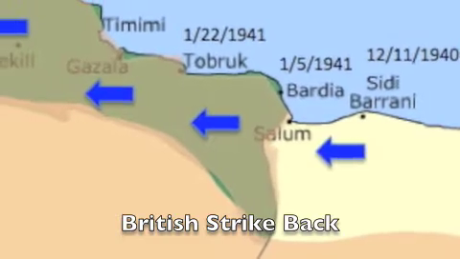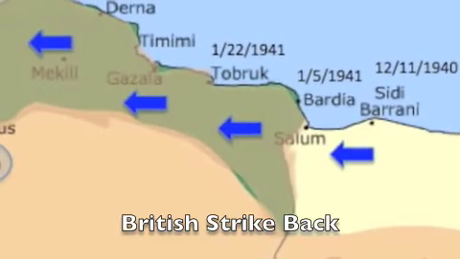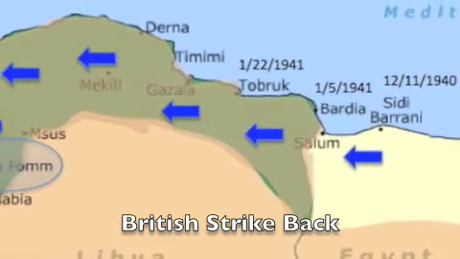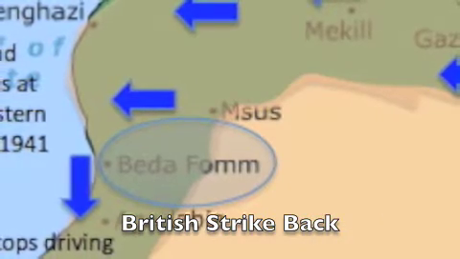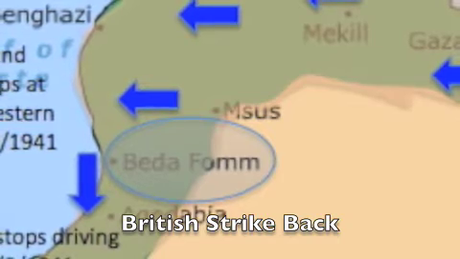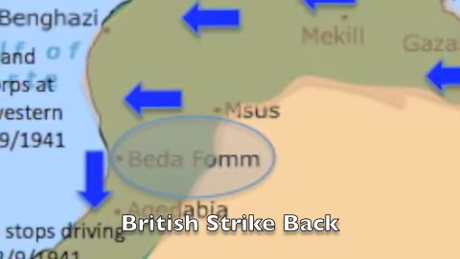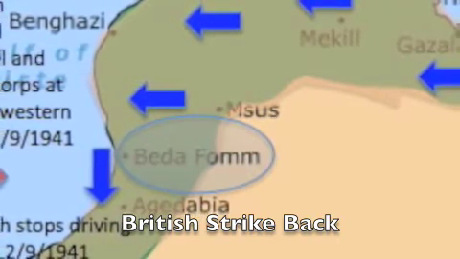British forces gained Bardia on January 5, 1941 and the Fortress of Tobruk on January 22nd. Italian forces kept retreating, but they got trapped by British forces at Beda Fomm. British forces captured nearly 190,000 prisoners there.